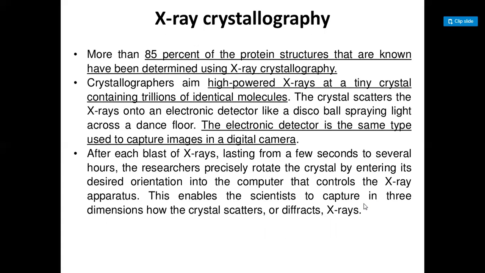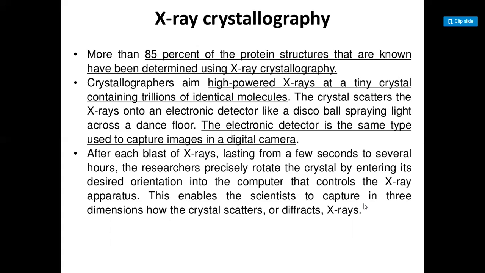More than 85% of the protein structures that are known have been determined using X-ray crystallography. Crystallographers aim a high-powered X-ray at a tiny crystal containing trillions of identical molecules. The crystal scatters the X-rays onto an electronic detector, like a disco ball spraying light across a dance floor.